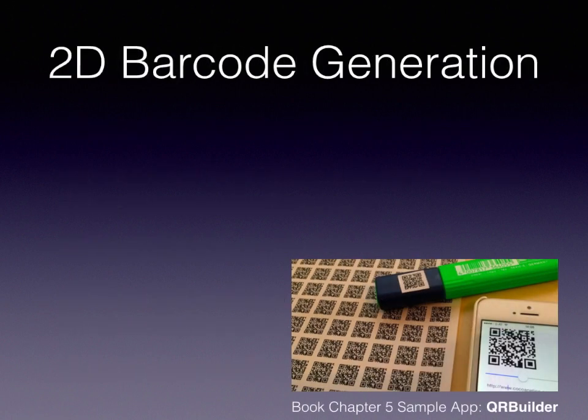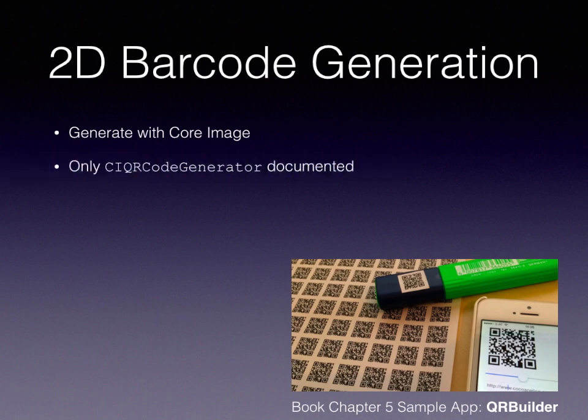Now about 2D barcode generation, again, there's a sample app for that, QR Builder, which does exactly what I explained before: make a QR code of arbitrary text, and then creates an entire sheet of stickers from that. 2D barcodes are generated in iOS with Core Image. Unfortunately, there's only support for generating QR codes. So the generators for Aztec and PDF417 exist, but they are private APIs.